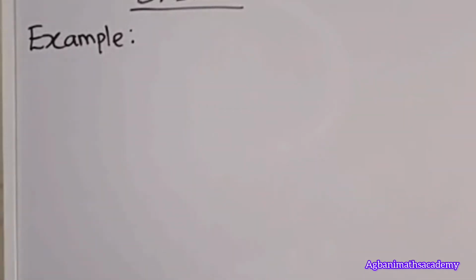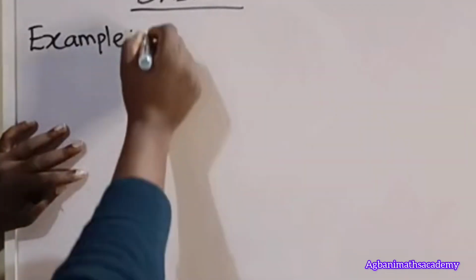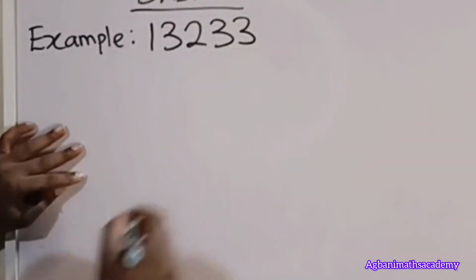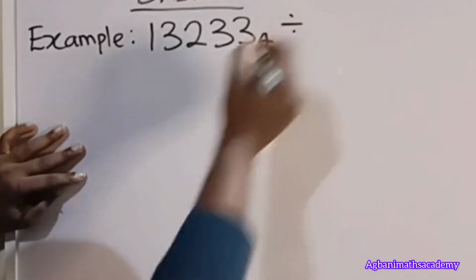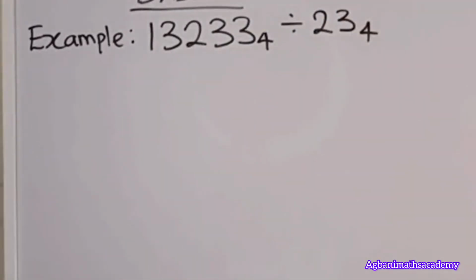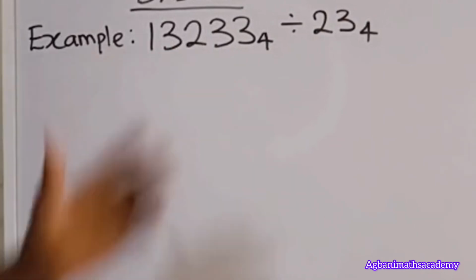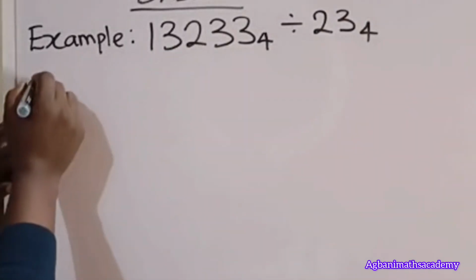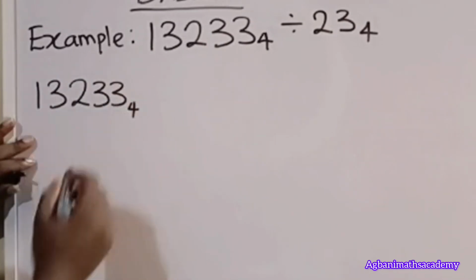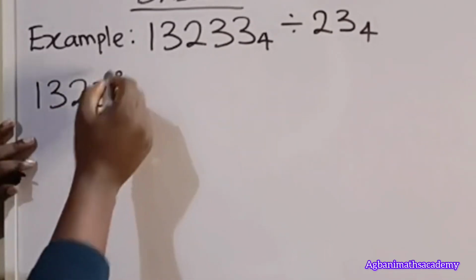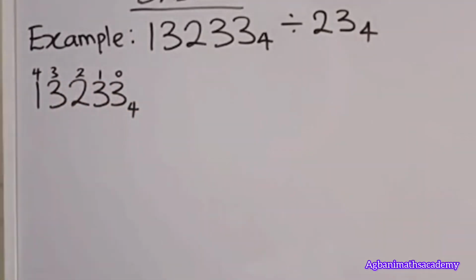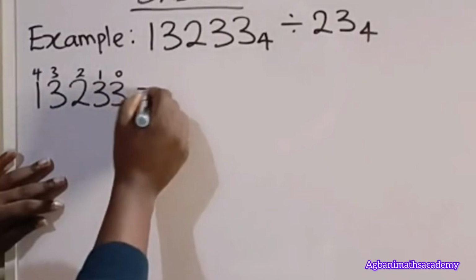Let's take something a little bit more complex. 13233 base 4 divided by 23 base 4. Okay, so we need to convert these values to base 10. So we have 13233 base 4. Over this last 3 we have 0, over this 3 we have 1, we have 2, we have 3, we have 4.